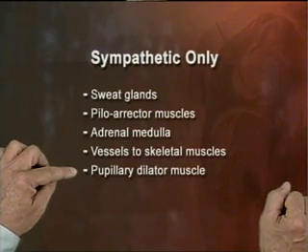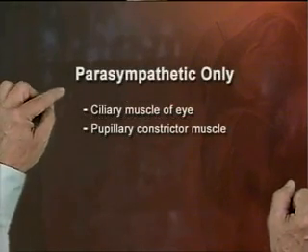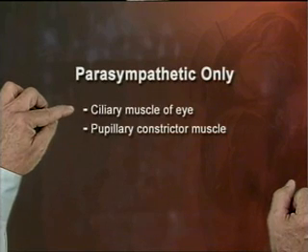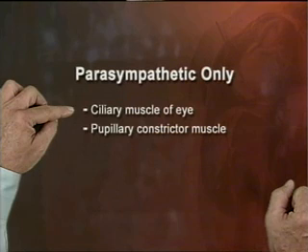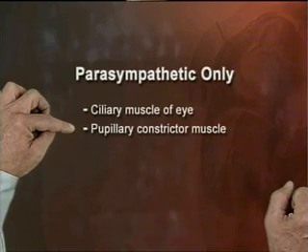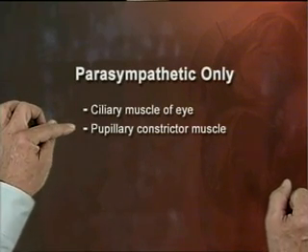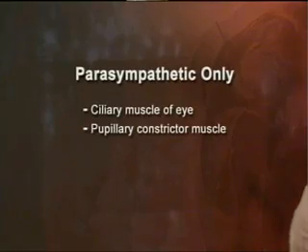Now, parasympathetic only, if we look at this next graphic, structures are not very many. The ciliary muscle of the eye, which controls the thickness of the lens, is, for all practical purposes, parasympathetic only. And the pupillary constrictor muscle, which is made of smooth muscle fibers within the iris of the eye, is also parasympathetic only. So those are examples of structures that are parasympathetic only.